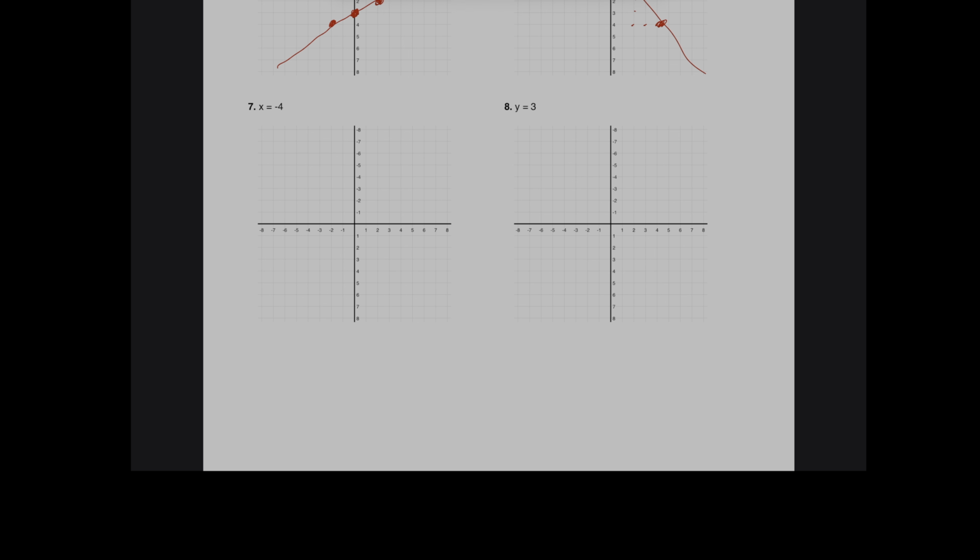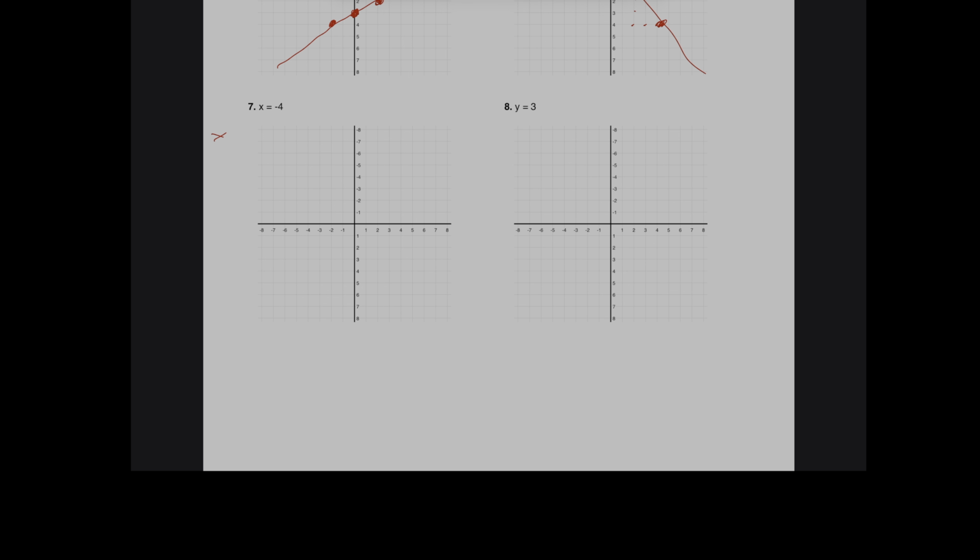Number 7, x equals negative 4. Ooh, this one's a little trickier. So now here, I don't have my y equals mx plus b. This one's a little different. Here's what I like people to do. After you do a bunch of these, you're just going to see that when you have x equals something, it's going to be a vertical line. You're just going to start to memorize that.